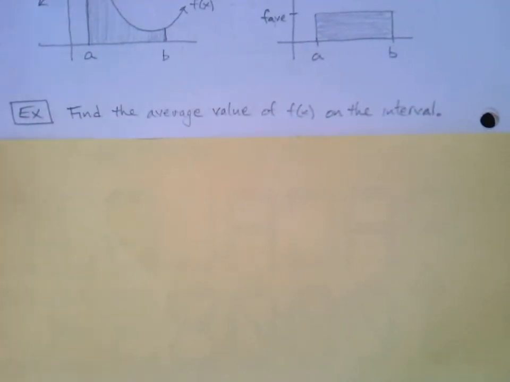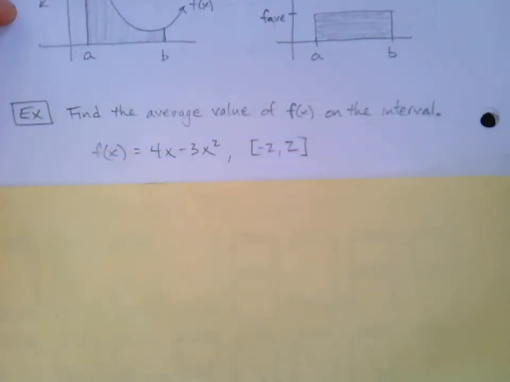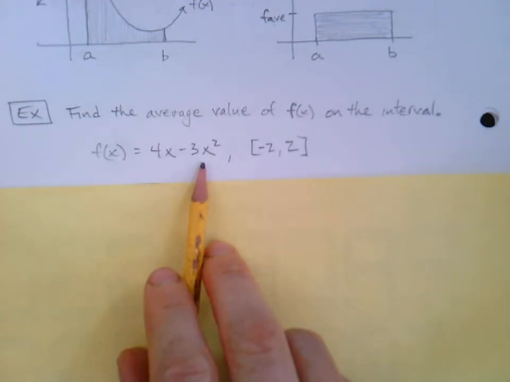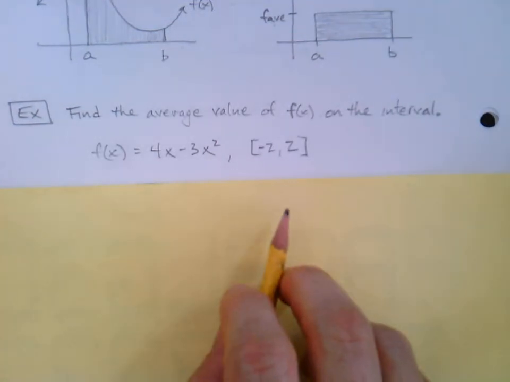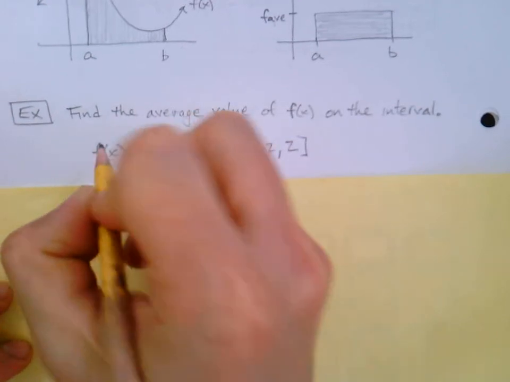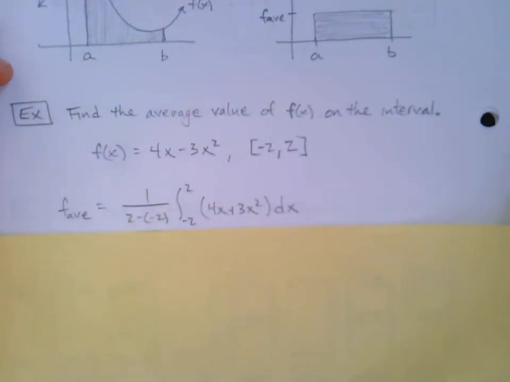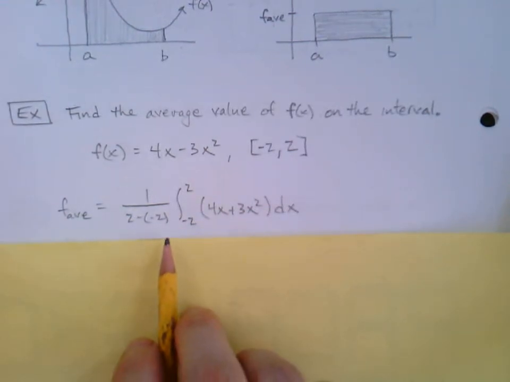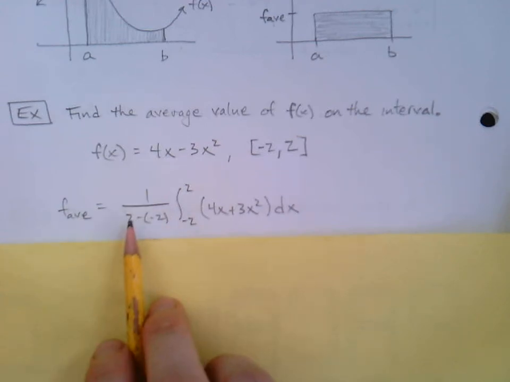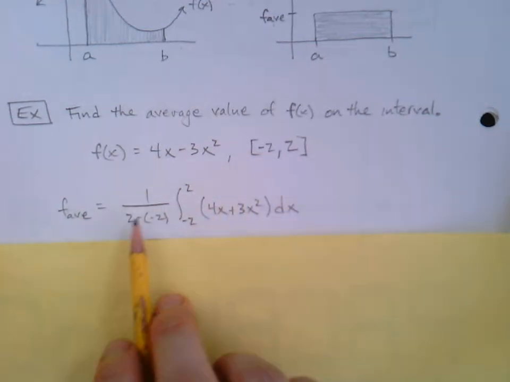Find the average value of f of x on the interval. And I should show you this part too. f of x equals 4x minus 3x squared. And our interval is from -2 to 2. Okay, so here we go. We'll just set this thing up. We're just following the formula, right? So f average, 1 over b minus a. There's my b, there's my a: 2 minus -2.